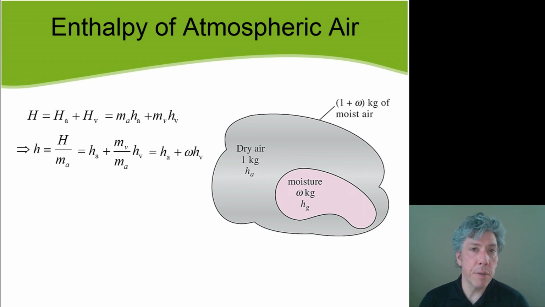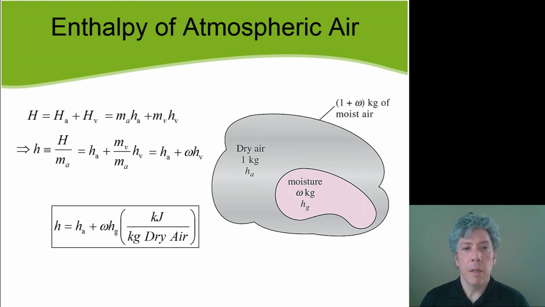Now, of course, that ratio has already been defined. The mass of the water vapor divided by the mass of the dry air is what we called the absolute humidity. Now, if you understand all that, great. Here's what you need to know. The specific enthalpy, the enthalpy per unit mass, is taken with respect to just the dry air mass. And it's simply equal to the enthalpy of the air plus not the enthalpy of the water vapor, but the enthalpy of the water vapor multiplied by the specific humidity.